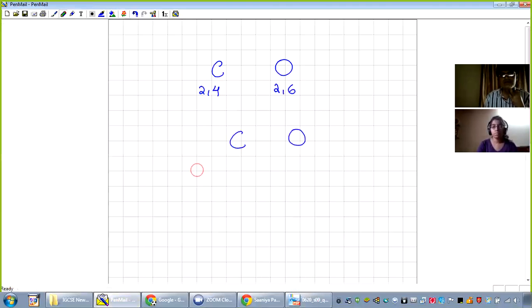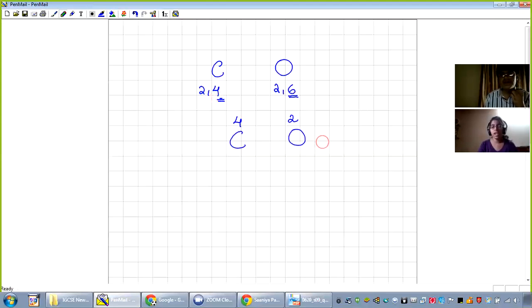Two? Sorry, four. Okay, it has four electrons and has to make eight, so four more electrons are required. For oxygen, two more electrons are required.